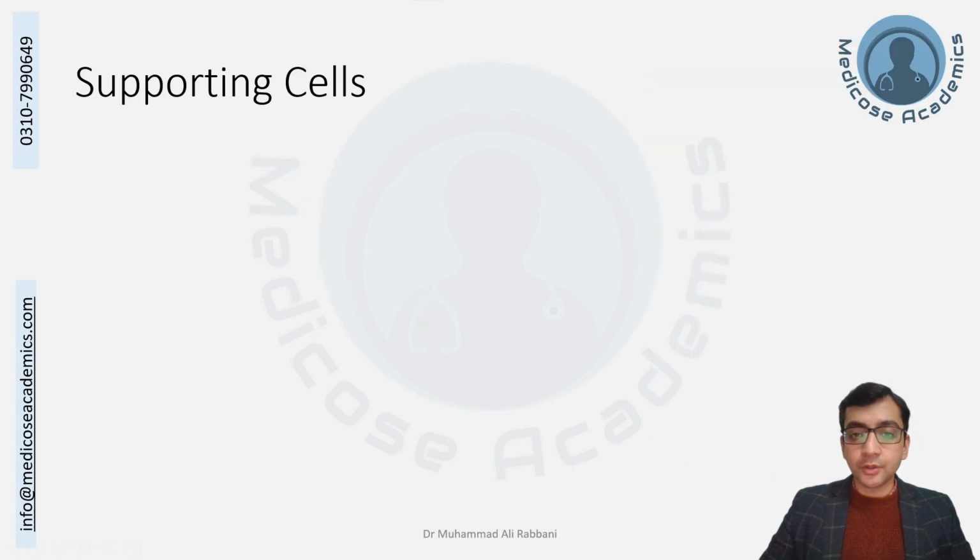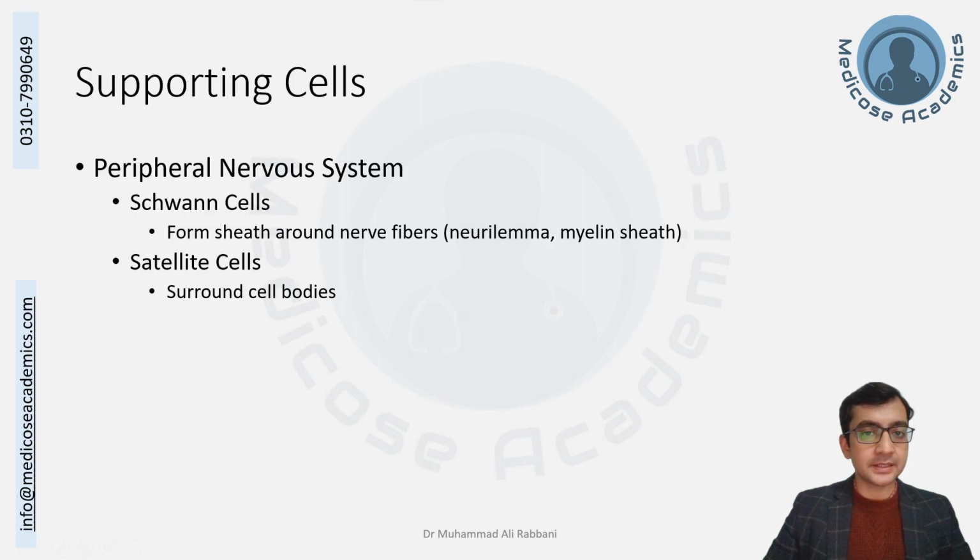Now we have talked about neurons a little. Let us talk about the cells that are supporting them. These cells are different in the peripheral nervous system and the central nervous system. In the peripheral nervous system, there are two types of cells. I will shortly show you the pictures. The ones that form the insulation around the axons are called Schwann cells. They form a sheath, and the sheath that they form is called the myelin sheath.